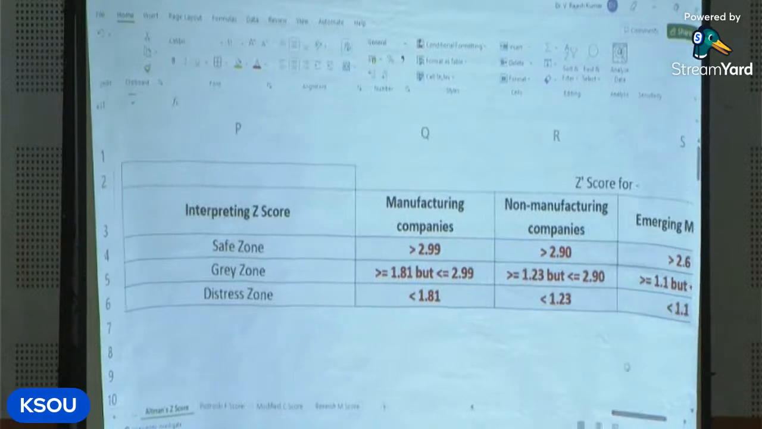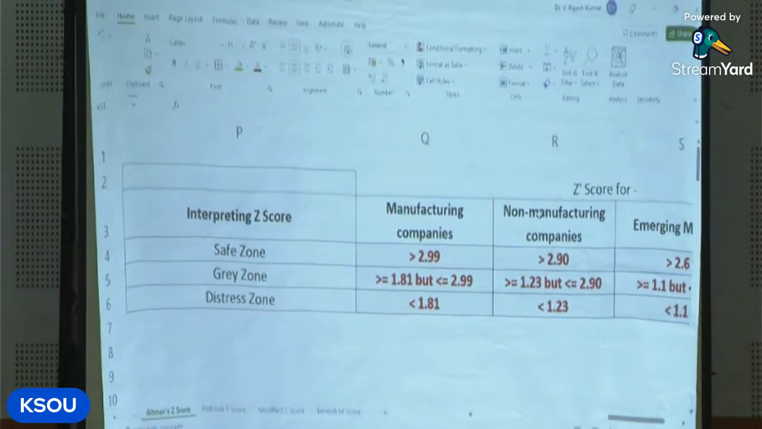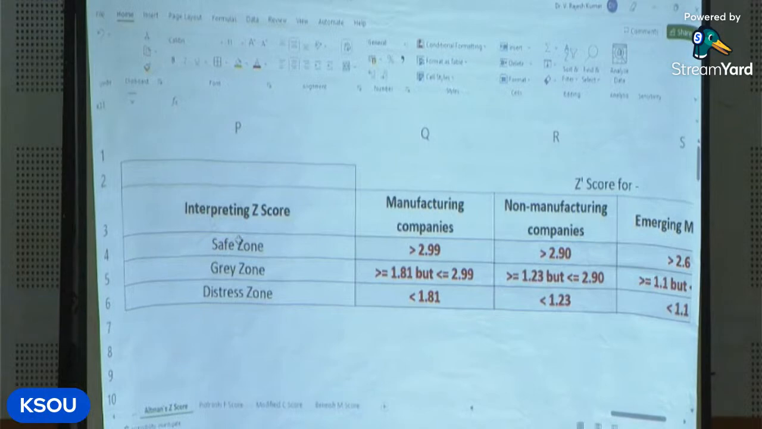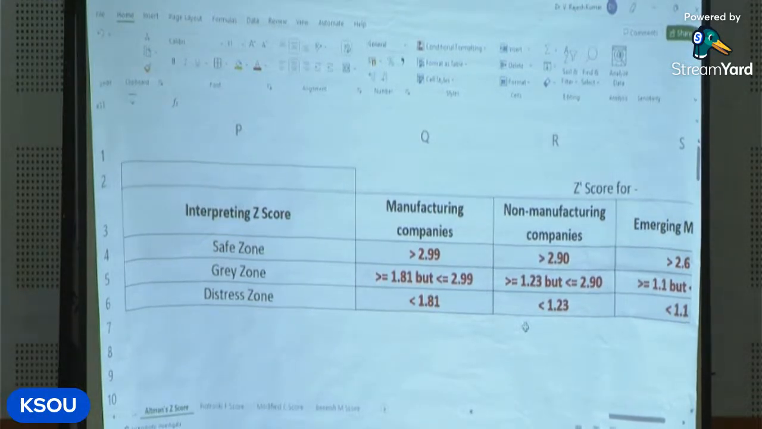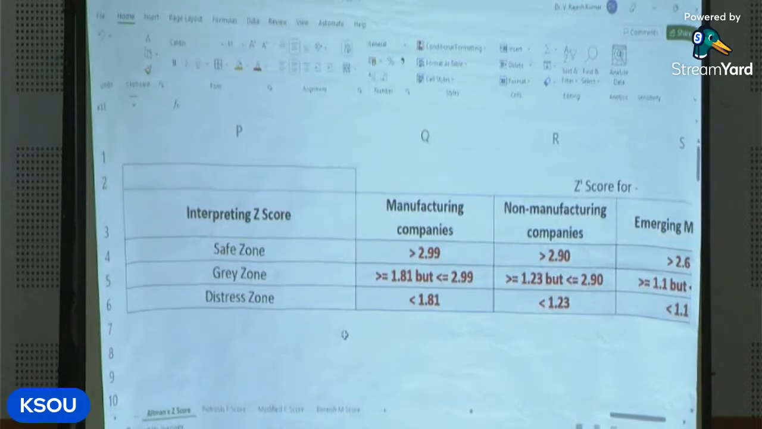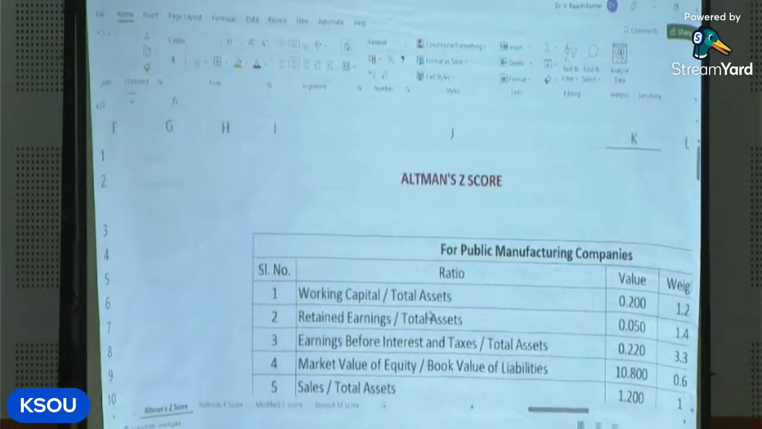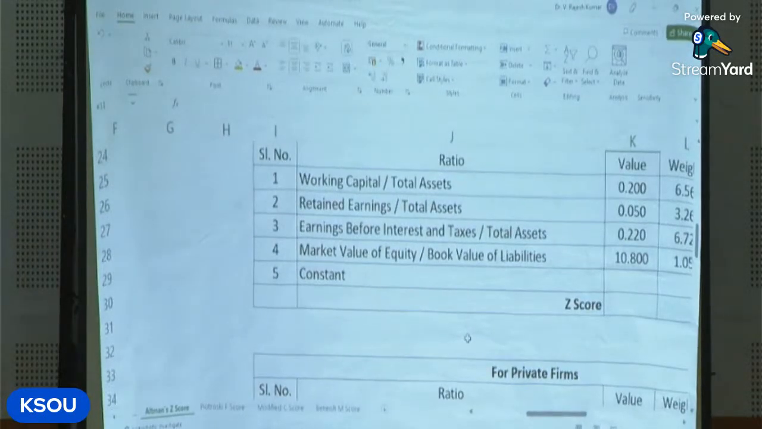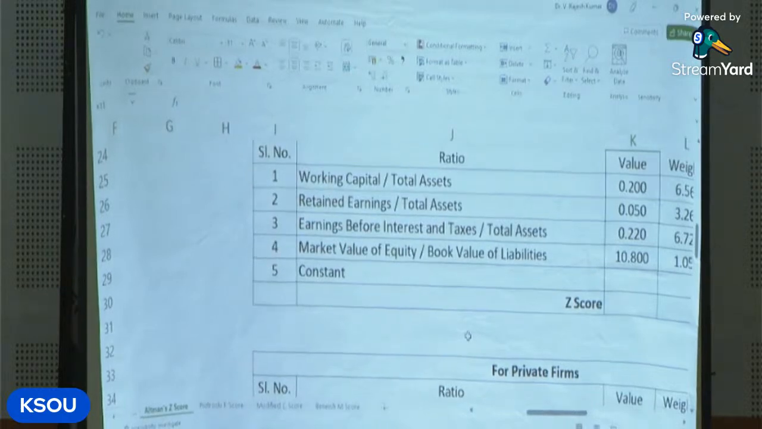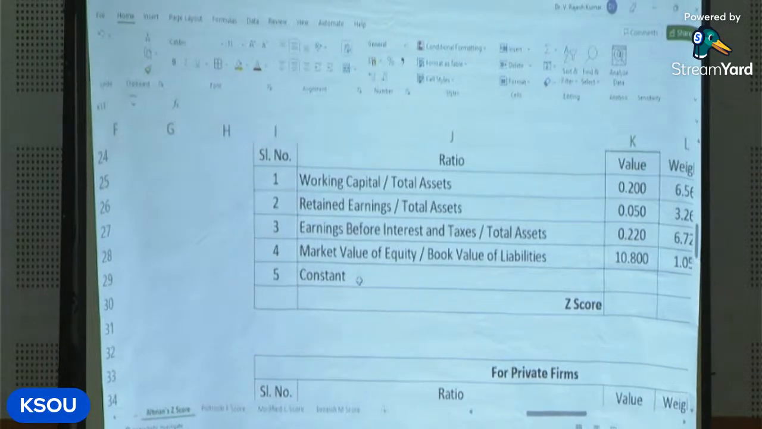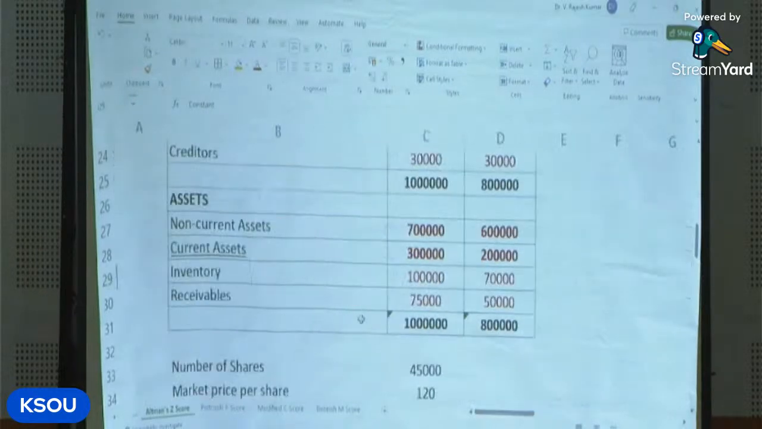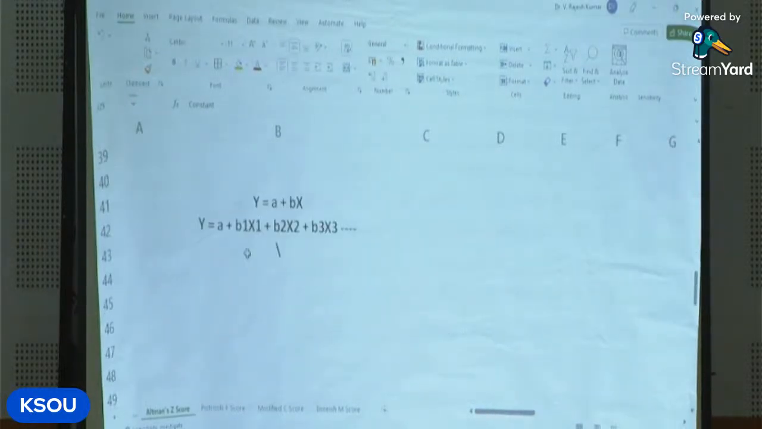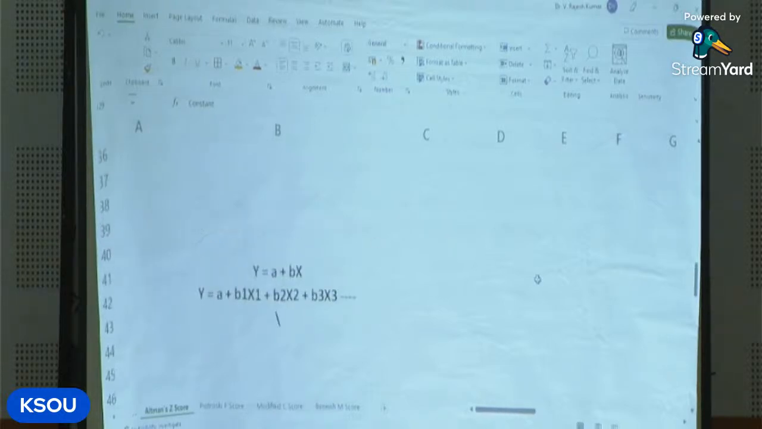Friends, for the manufacturing company, these are the scores. If it's non-manufacturing, greater than 2.9 is the safe zone, between 1.23 and 2.9 is gray, and less than 1.23 is distress. Similarly, for emerging markets, it's similar, but there's a constant, 3.25, like in a regression equation: Y is equal to A plus B1 x1. A is a constant, so a constant is added here.